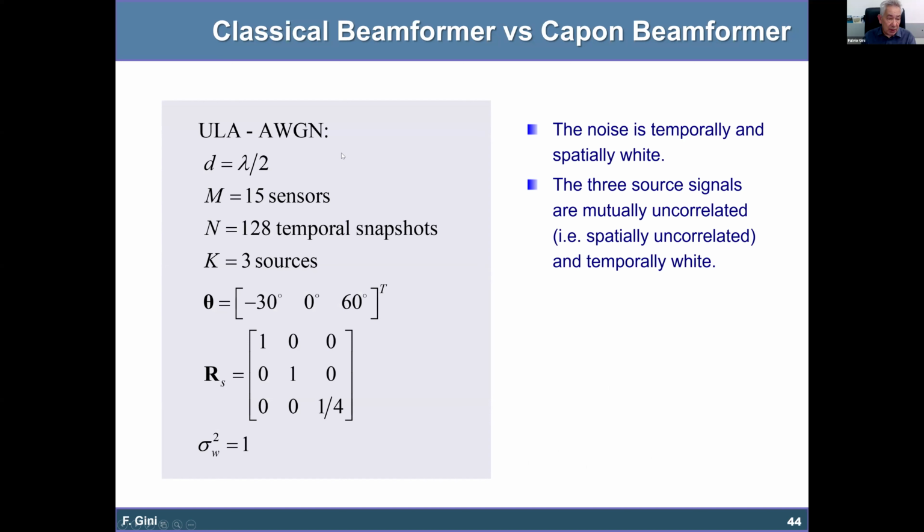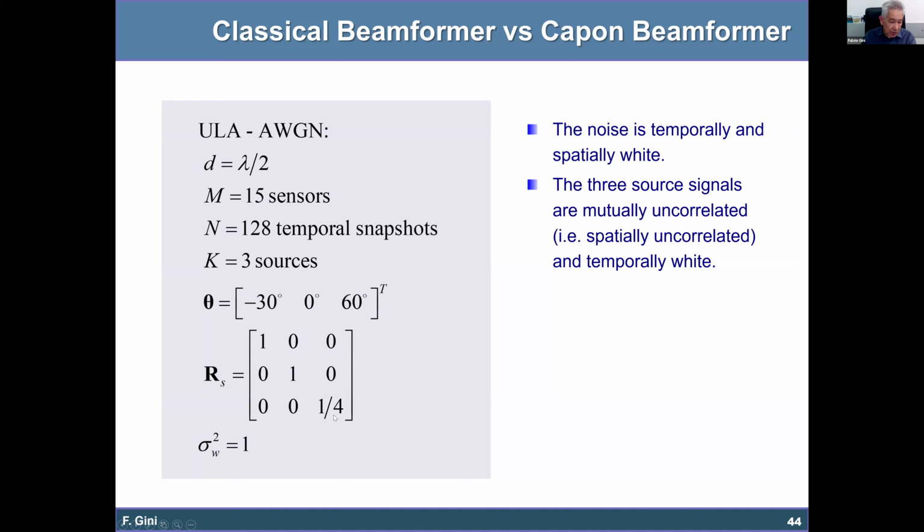The array is a ULA. The distance between the elements of the array is the maximal possible, lambda over 2. The array is composed of 15 sensors. We collect 128 temporal snapshots. In the data, there are 3 sources. These are the 3 directions of arrival: -30, 0, and 60.